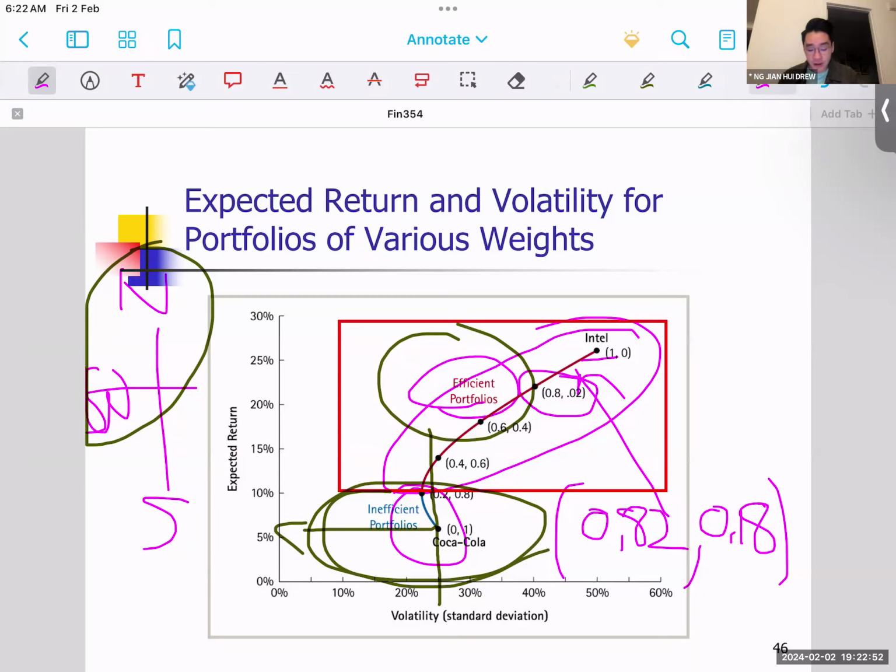And the efficient frontier is in your northwest portion. The northwest portion is given by this portion here, the frontier.